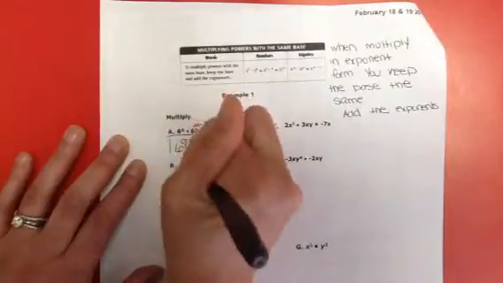Now, when you multiply in exponent form, you add the exponents. So now we will add the exponents. So I add 6 plus 3. And 6 plus 3 is now 9. So our answer will be 6 to the 9th power.